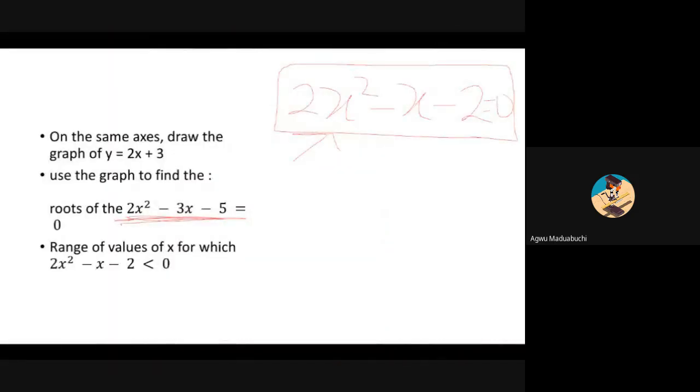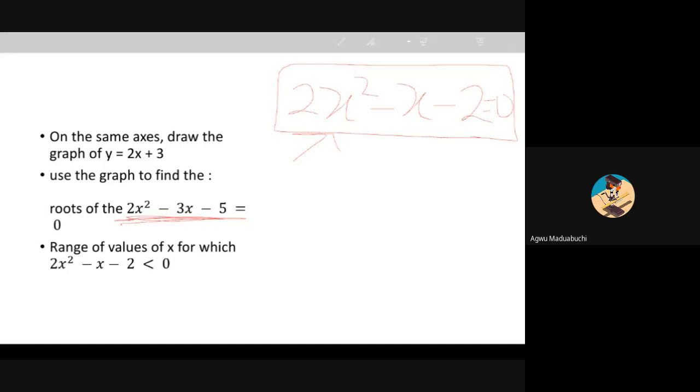But in this particular example, they were not asking us for the root of the equation for the curve. They were asking us for the root of the equation for this other graph. So since you have been told you are to plot this, just equate the two equations. If we equate the two equations, we have 2x squared minus x minus 2 is equal to 2x plus 3.